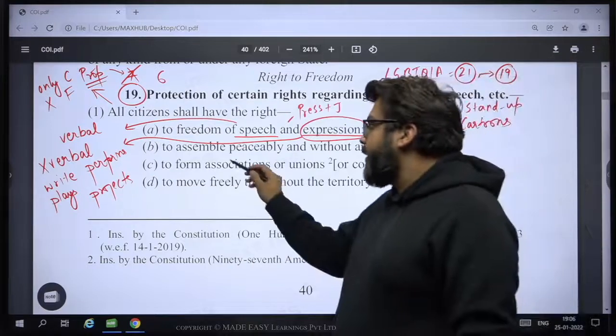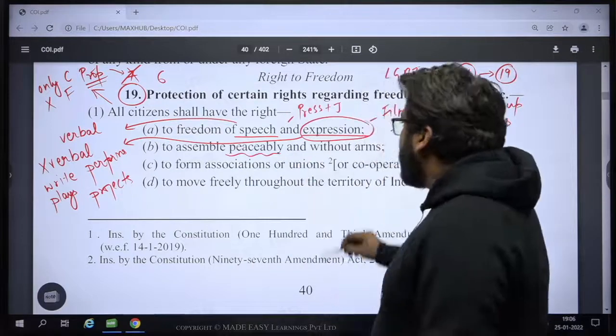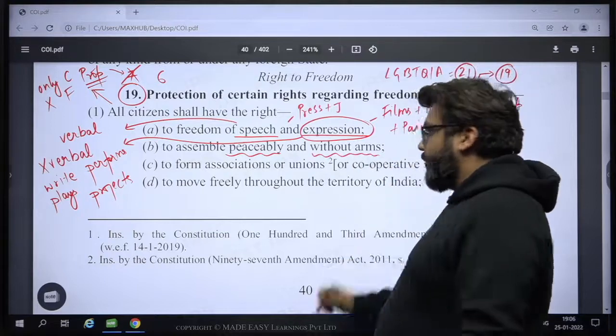The second right is to assemble peaceably and without arms.